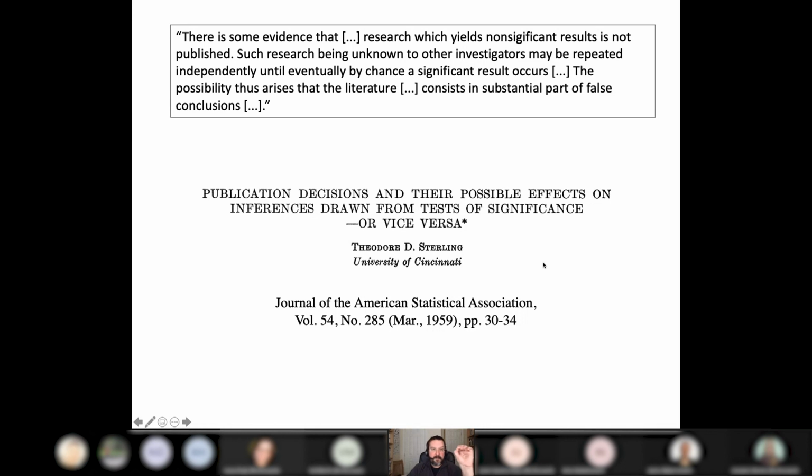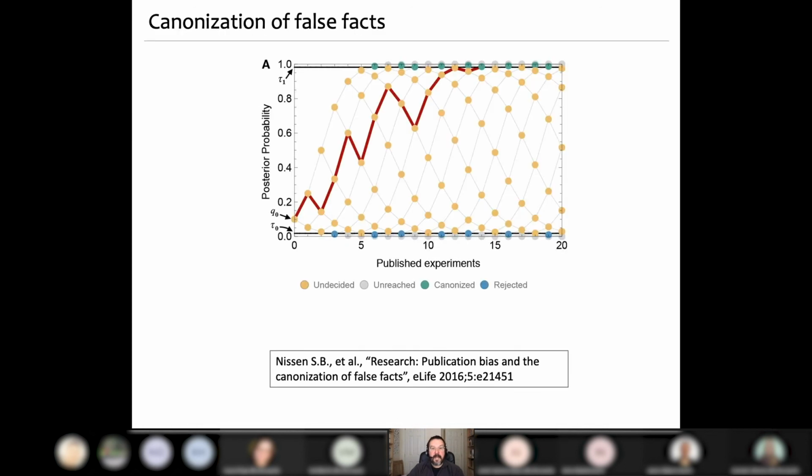This warning had been made a long time ago and been made again and again and again, and yet it doesn't help. People do not publish negative results. And the fact that people don't publish negative results can have dire consequences. This is an interesting analysis done on how false facts can be canonized in literature.